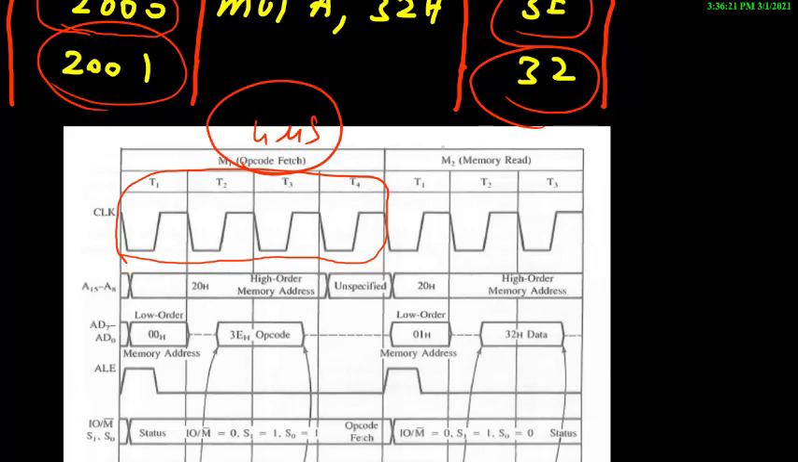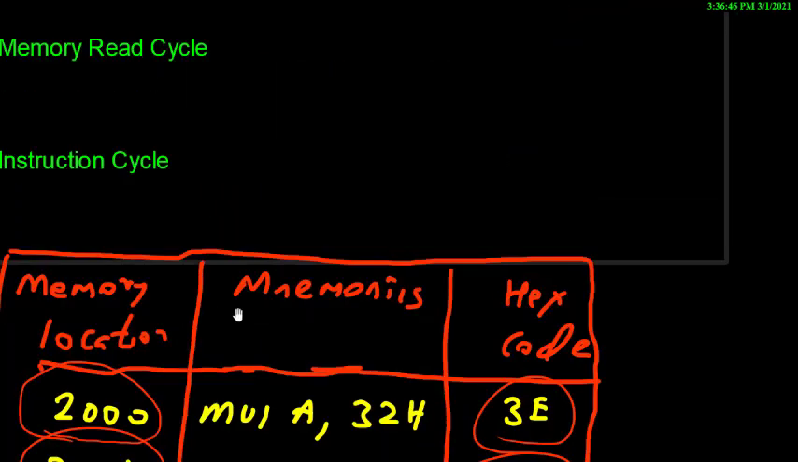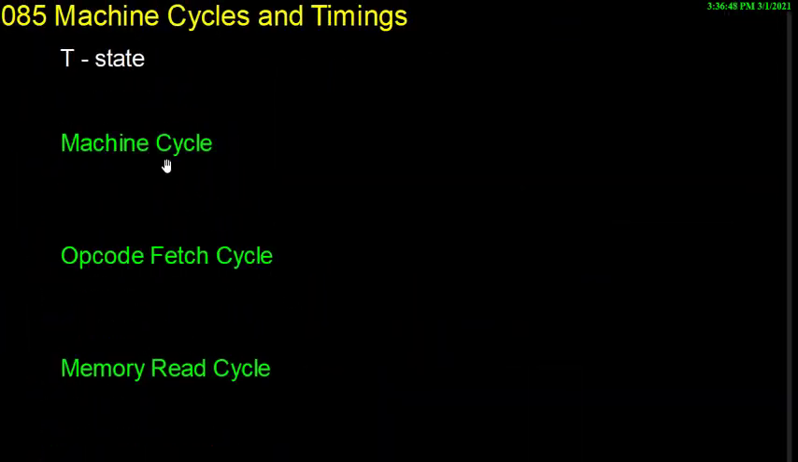Then the second machine cycle, which is the memory read machine cycle, takes 3 T states, so it is 3 microseconds. If the frequency changes, this data will change. Both the machine cycles make up the instruction cycle. From here to here is the instruction cycle, which is 7 microseconds. So this is how we define terms like machine cycle.